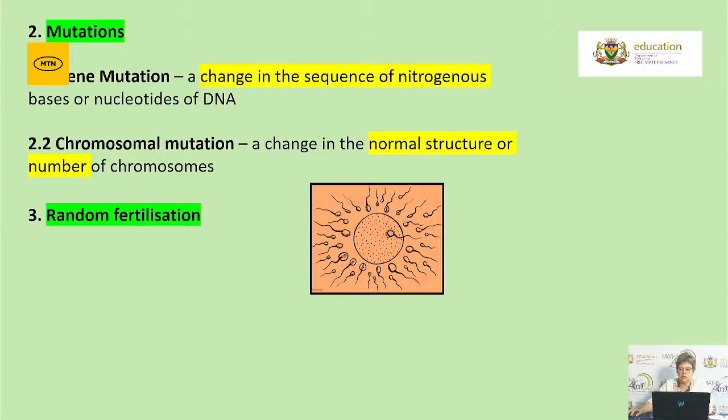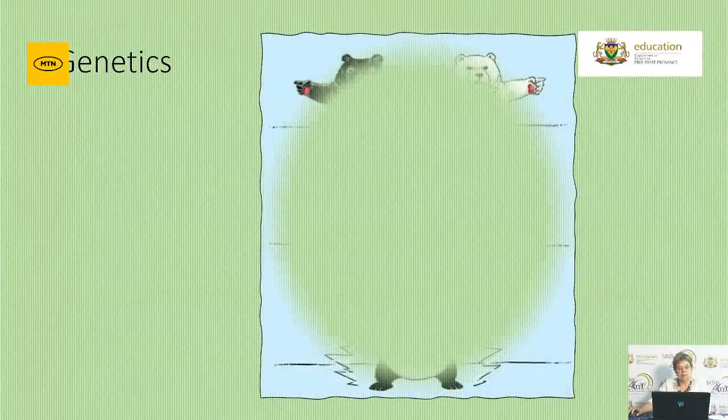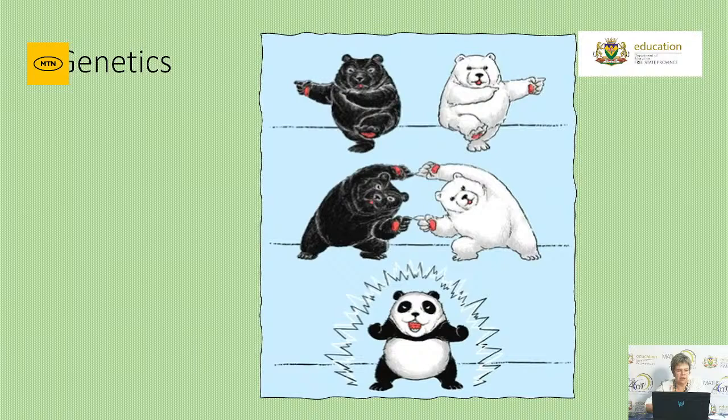Random fertilization, where any sperm can fertilize any egg. Random mating, any male can mate with any female. So that is very, very important to look at, and the way we answer it, sometimes you know what the answer is, but there's a difficulty in expressing yourself when you are answering these questions. If we look at genetics, it is very important that you read.